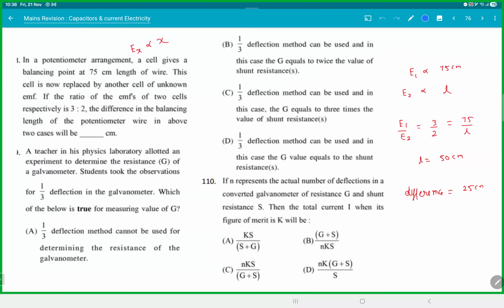So substitute that and solve, you will get the answer. When you do that, you will end up with something like G minus 2S in the denominator. So this B will be the answer. The 1/3 deflection method can be used when G is equal to twice the shunt resistance. So we can check that.